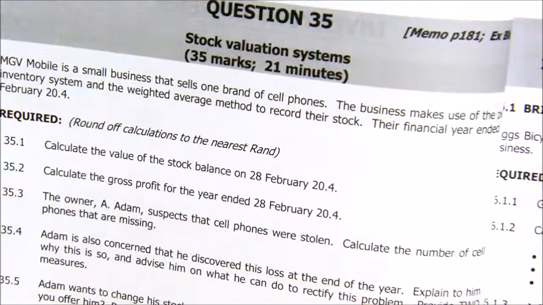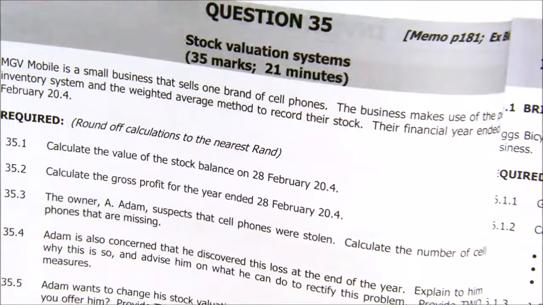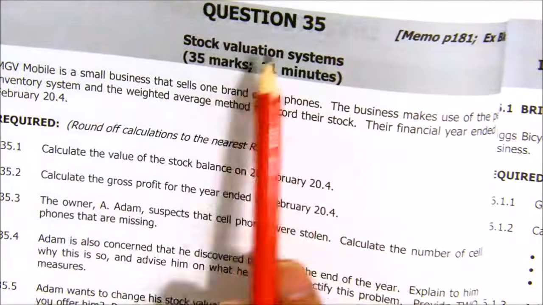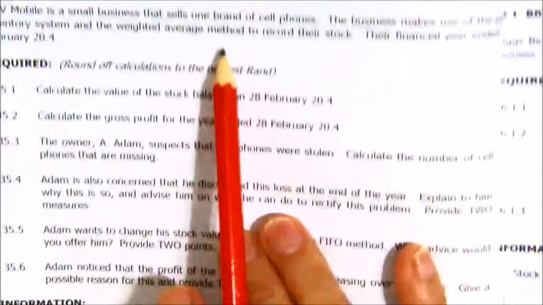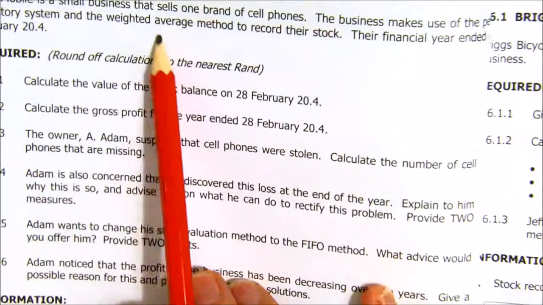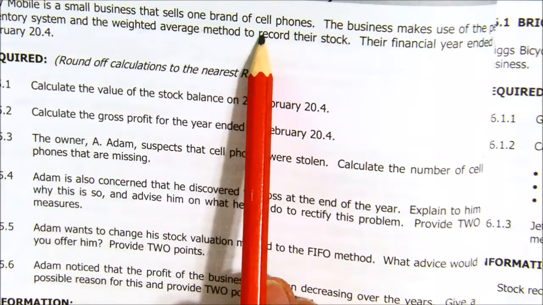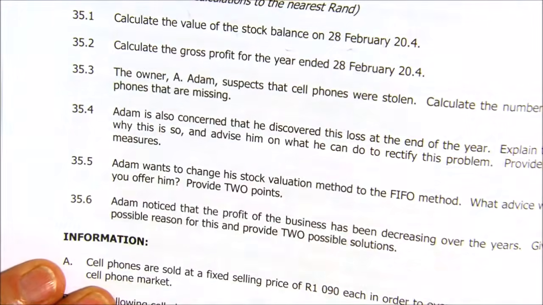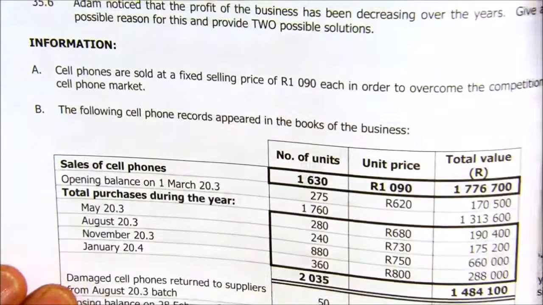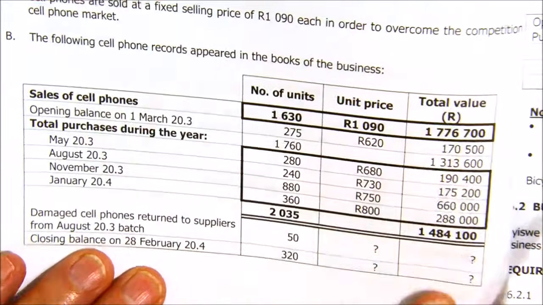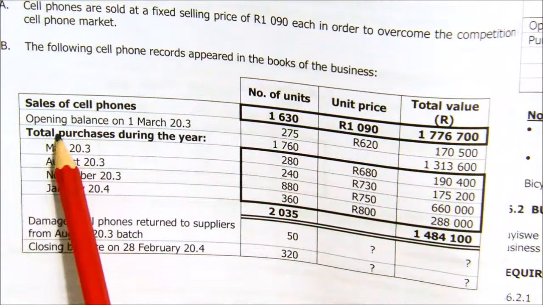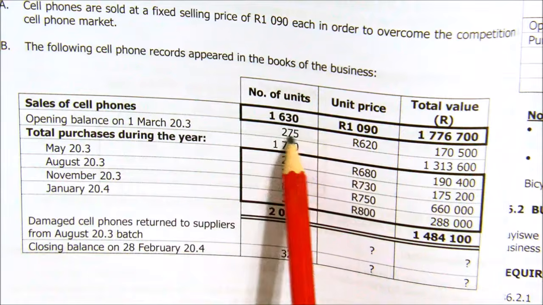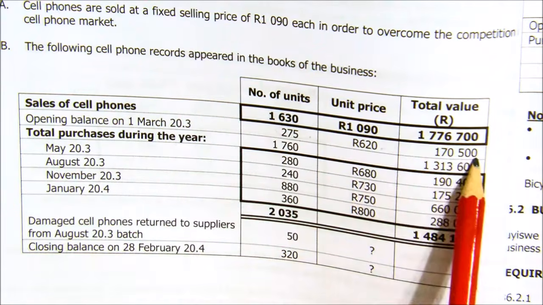Right, so let's take a look at the second of our stock valuation methods. In question 35, you are told that you must value the stock using the weighted average method. So you're asked in number 1 to calculate the value of the stock balance. Now if we go down over here, under the information, you've been given your opening balance again, 275 units at 620.